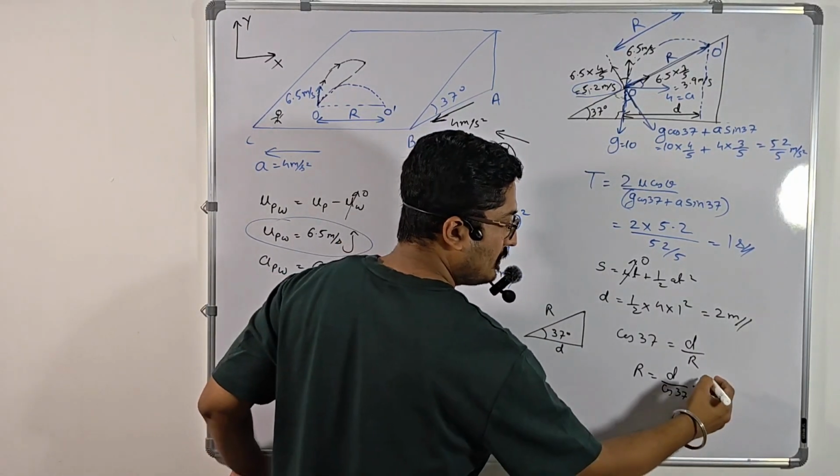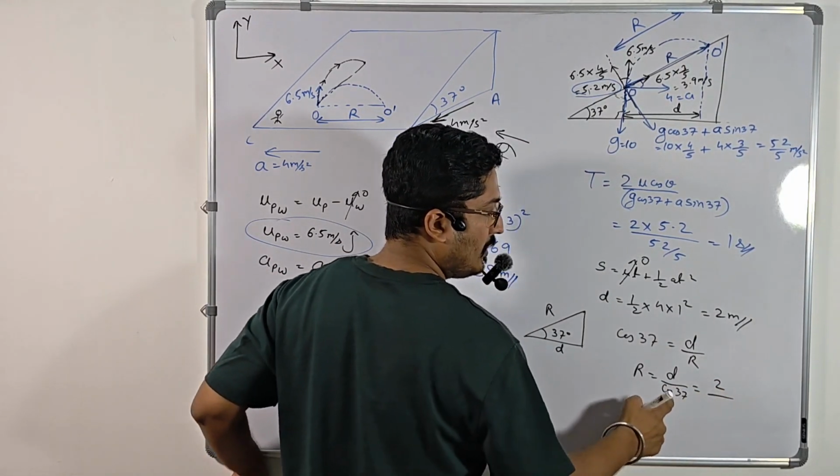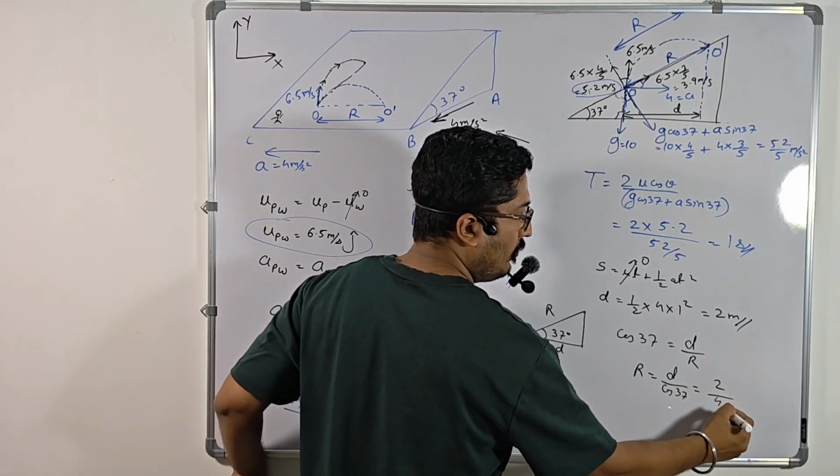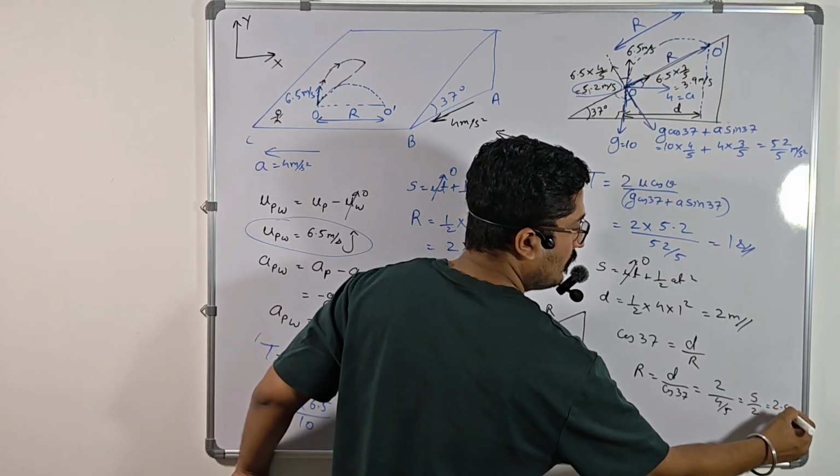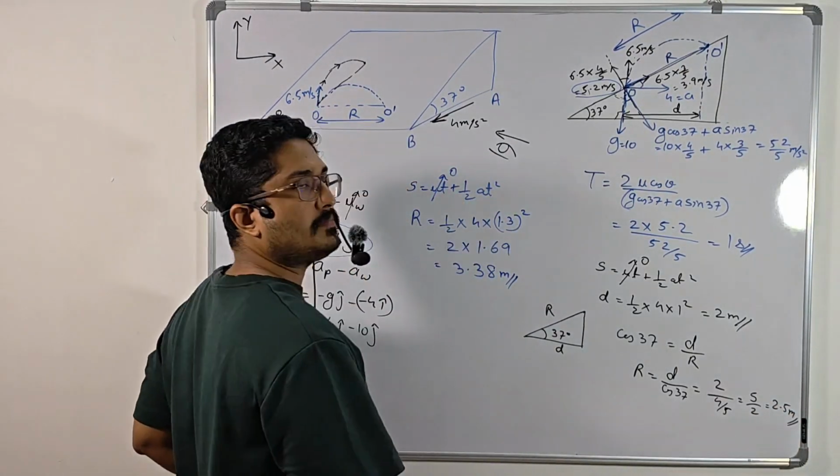And what is cos 37? We can write it as 2 divided by cos 37, which is 4 by 5. So I'm able to get this as 5 by 2, that is 2.5 meters.